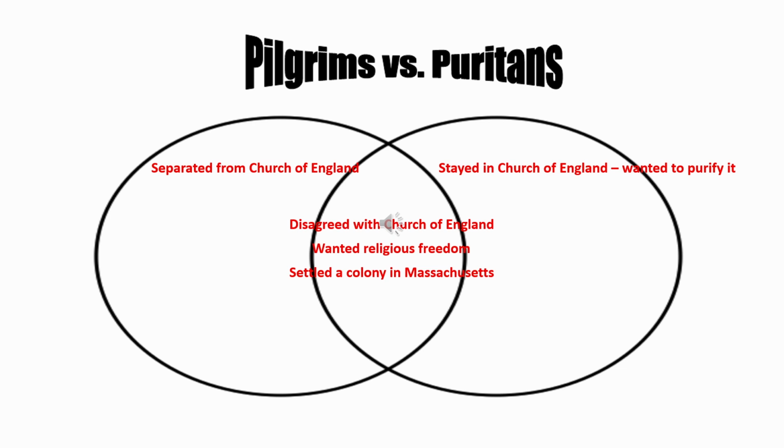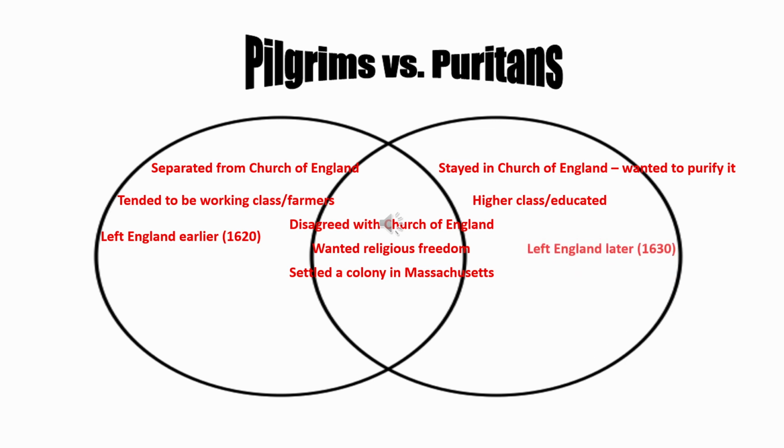The Pilgrims tended to come from working class and farmer families, while the Puritans came from all classes. A lot of them were higher class people, and they were a lot better educated than the Pilgrims were. The Pilgrims came earlier. They left about 1620. Meanwhile, the Puritans left England later, around 1630.